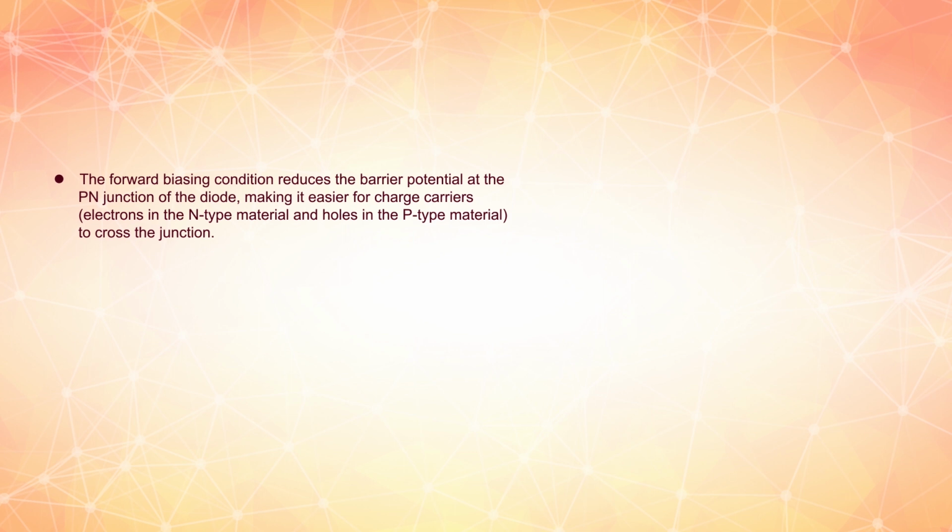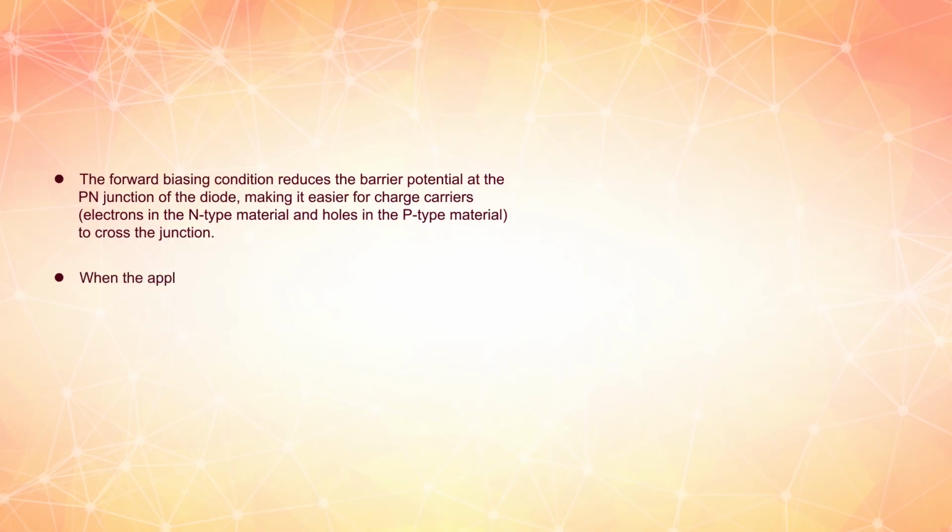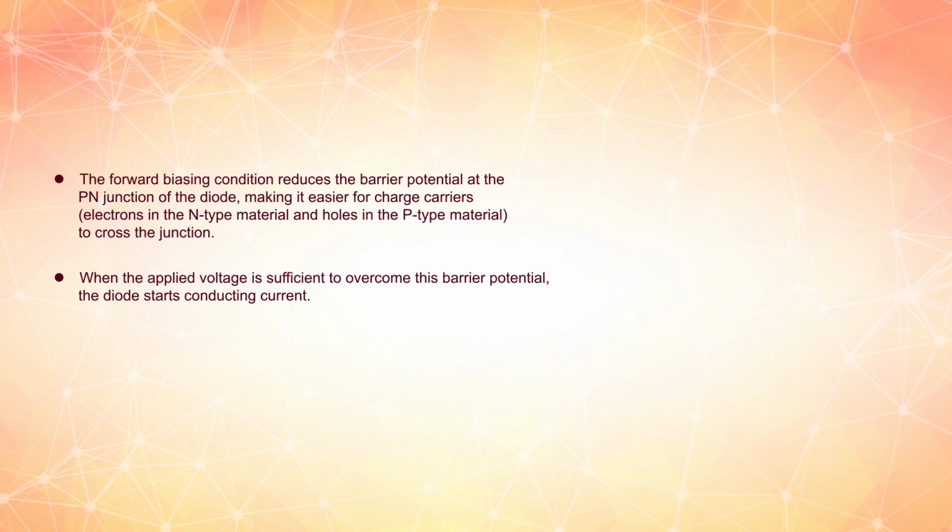Once the recombination process at the barrier region or the depletion region starts, it becomes easier for the majority carriers to move from one region to another region. So, here electrons in the N type material move from the N region to the P region, and the holes in the P type material move from the P region to the N region, and the condition becomes favorable to cross the junction. When the applied voltage is sufficient to overcome this barrier potential, the diode starts conducting current.